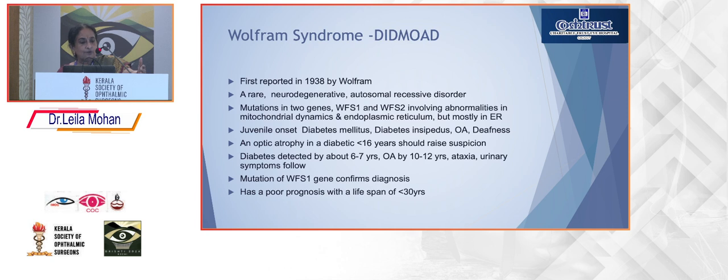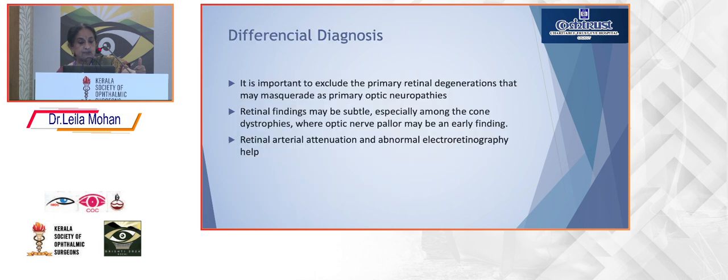Wolfram syndrome is now not considered a mitochondrial disease, but it is still inherited: juvenile onset diabetes mellitus, diabetes insipidus and deafness, and mutation of the WFS1 gene confirms the diagnosis. It has a poor prognosis with a lifespan of less than 30 years. Optic atrophy in a diabetic of less than 16 years should raise this suspicion. Diabetes usually occurs by 6 to 7 years, optic atrophy during the first decade, by about 10 to 12 years. Other symptoms are also there.